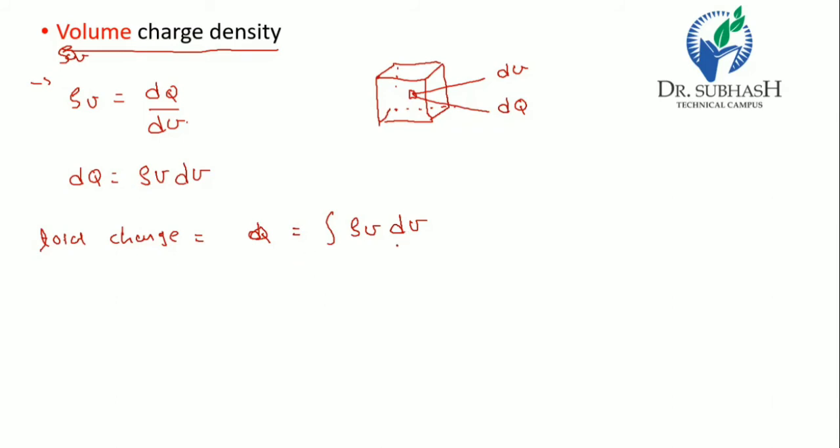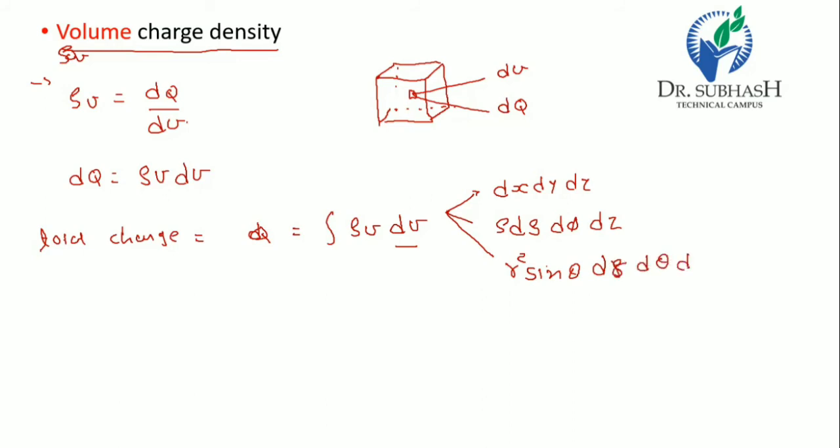Here the value of the differential volume dv is dependent on the coordinate system. In the Cartesian coordinate system, it is dx, dy, dz. In the cylindrical coordinate system, it is rho d rho d phi dz. And in the spherical coordinate system, it is r square sine theta dr d theta d phi.